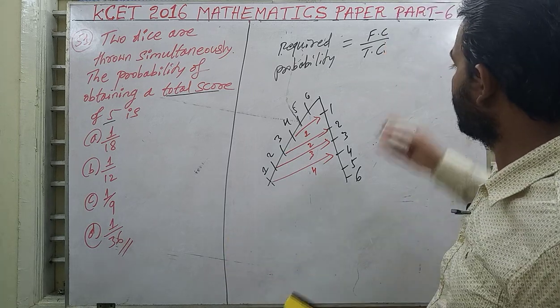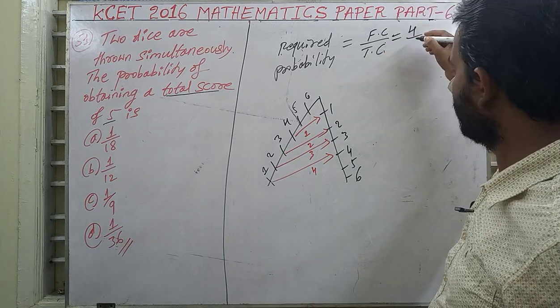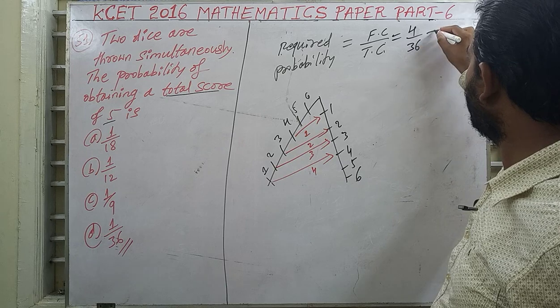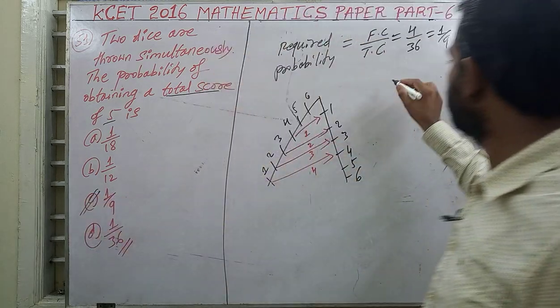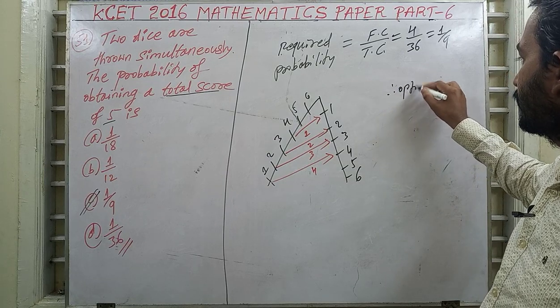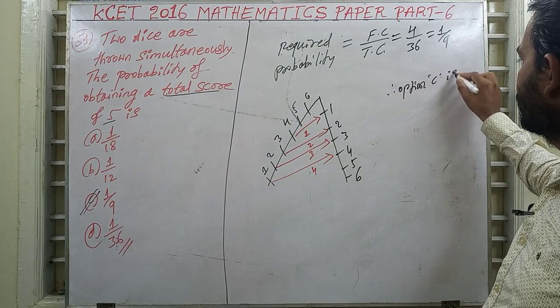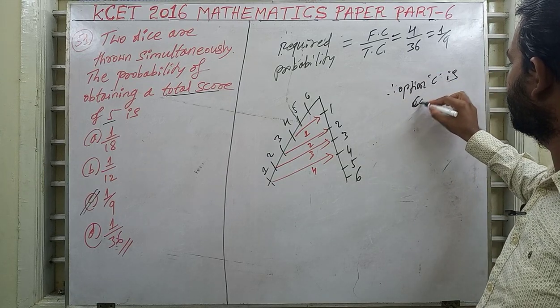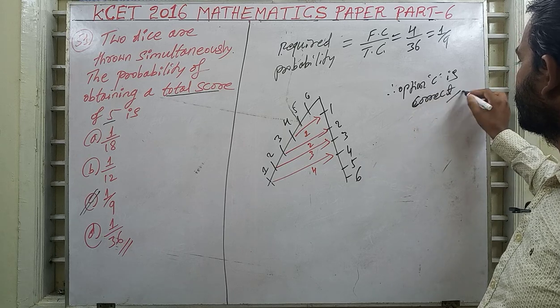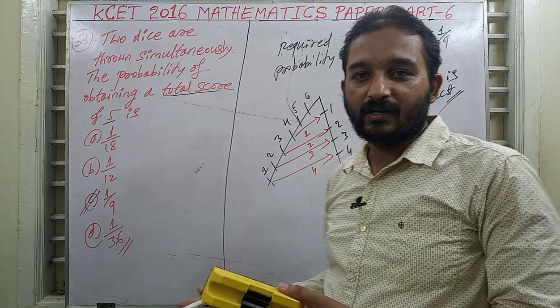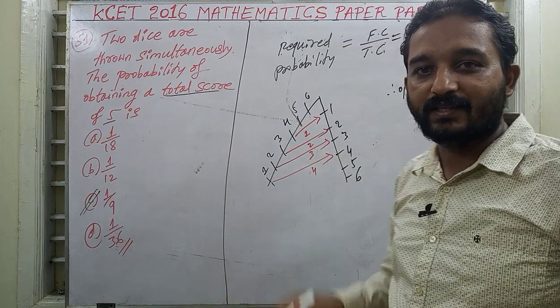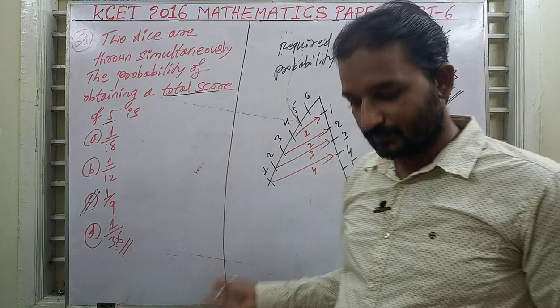Here in this case favorable cases 4 divided by 36, 1 divided by 9 is the answer. Option C is correct. So this is an easy question. All the students can attend this question easily because they have already solved this type of question in the NCERT textbook. Okay, so take down.